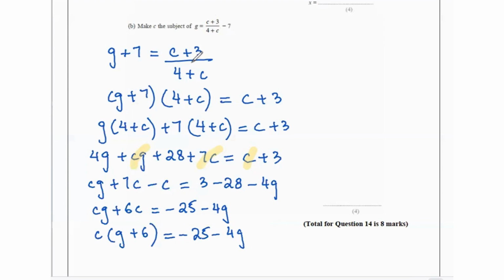So you need to make sure that you have isolated the terms with C on one side, take it common, and make sure that the term that you're trying to make the subject exists alone. There is no other term with that variable. So now last step, negative 25 minus 4G is going to get divided by G plus 6. And that's your answer. If you want, you can take the negative sign common in the numerator, or you can leave it as it is. Either way, it's going to be correct.